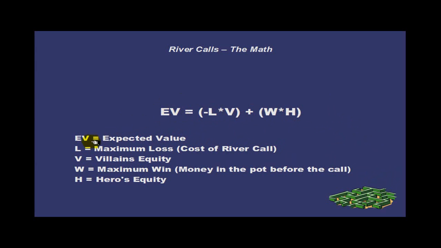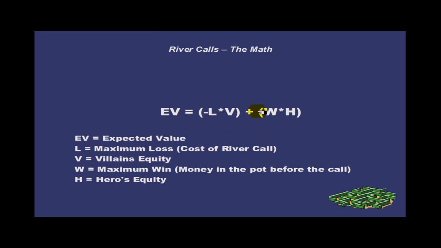You've got EV, which is obviously expected value. Then minus L, which is your maximum loss, which is actually just the cost of the river call. And alongside that, you times that by the villain's equity, because that's going to be the amount of times that you're losing versus the villain's range. So that's going to tell you how much you're going to be losing when you make this call.